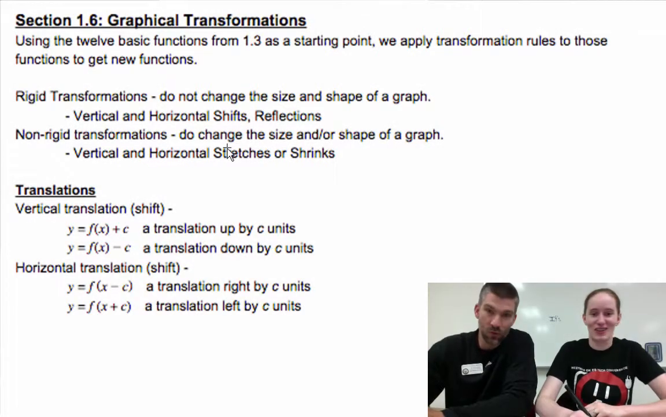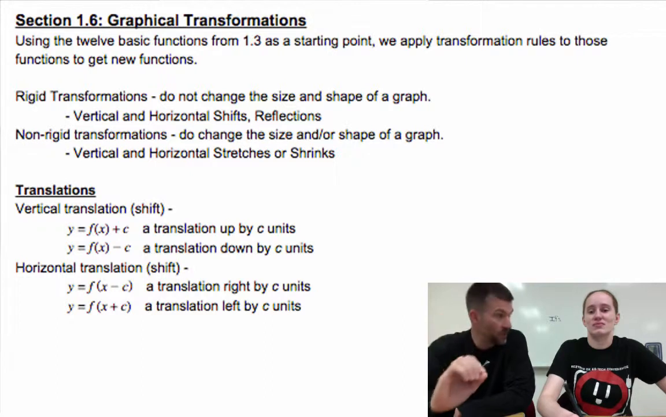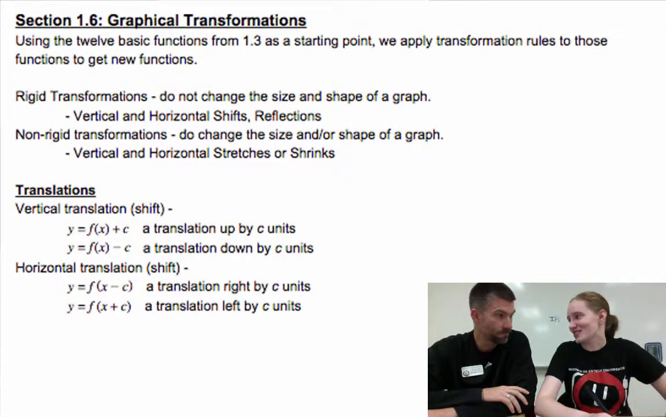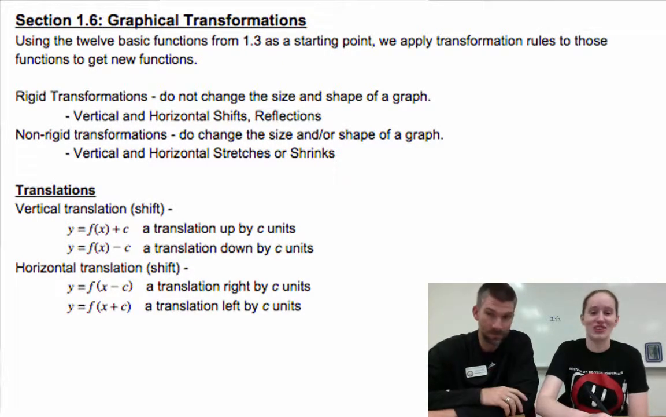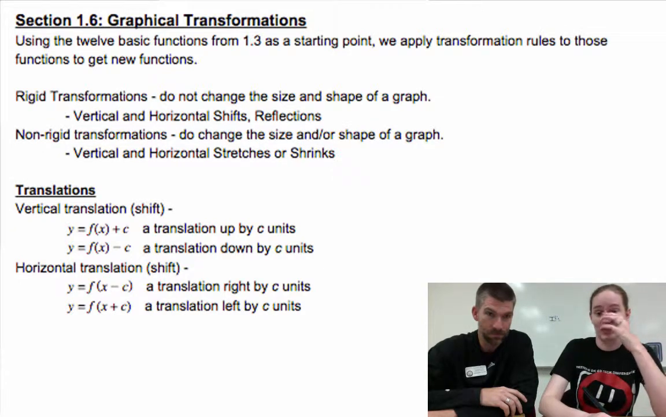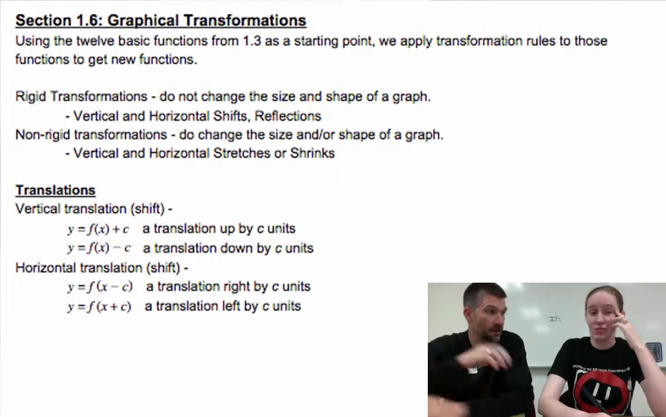Section 1.6, graphical transformation. This is the root of everything we're going to do this year. We've been saying that on every section. For real though. We're going to use all the stuff from 1.2 in a way. 1.2 is super important. But this stuff, translations of graphs, is a big deal because guess what?